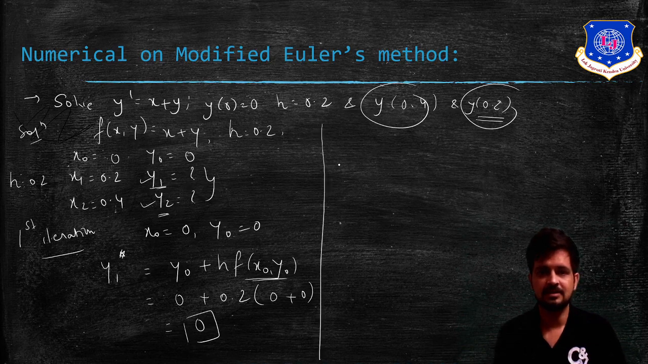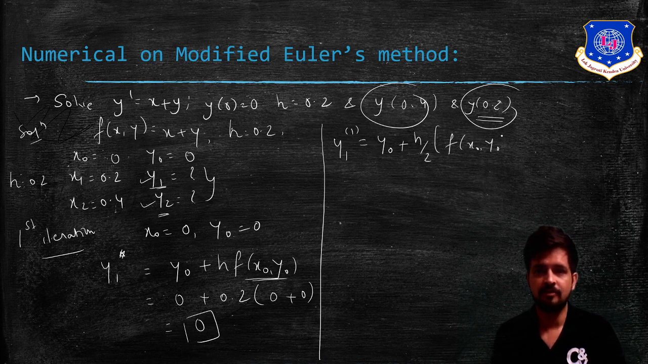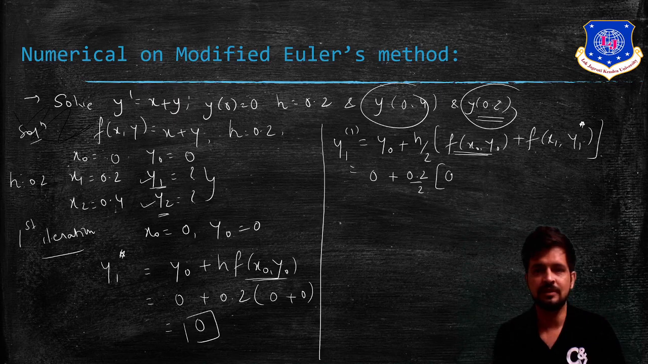Okay, this is my y1 star. Now I have to find y11, the first approximation using modified Euler's method. It can be written as y0 plus h by 2 into f of x0, y0 plus f of x1, y1 star. What is our y0? 0. What is our h? 0.2. So 0.2 by 2, f of x0, y0, we have already found, that is 0, plus f of x1. x1 is 0.2 and y1 star we have already found, that is 0.